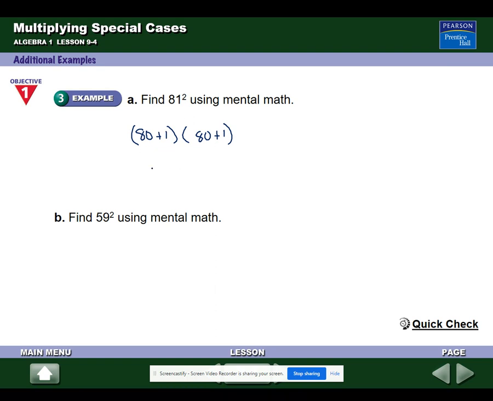And 80 squared, 80 times 80, of course, is 6,400. 80 times 1, and then 1 times 80, and then 1 times 1. That would be 6,561 when you add all those up. 6,561.